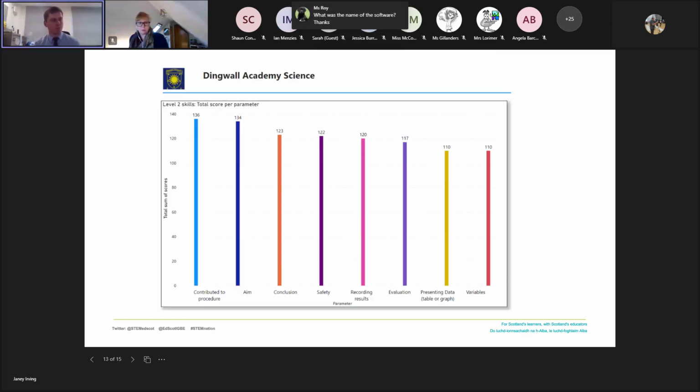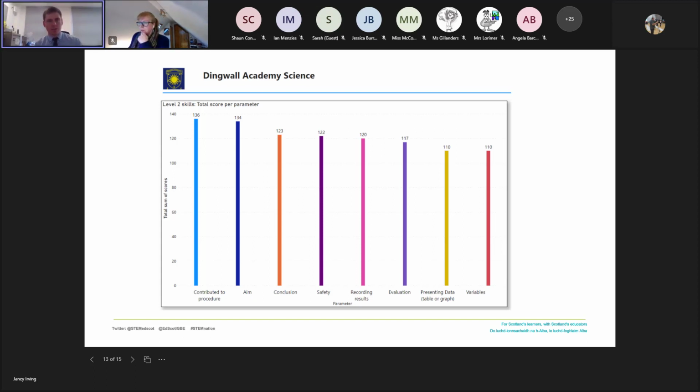If we could move on to the next slide, please. Similarly, we have data from our skills, from our investigative write-up skills, and this is data that's been collected for a whole year group at level 2, looking at the total sum of marks across a year group in each of the sections that we're marking them against while they complete their write-ups. We can see that presenting data in tables and graphs and identifying variables within each of their investigations seems to be slightly weaker than other areas, such as writing methods, contributing to their procedure, coming up with an aim. So as my colleagues have said, we can use this to inform next steps. We can use this to identify the scaffolding that we're using and who needs extra help, and ultimately the level of progress that they're working at and the levels that they've achieved.